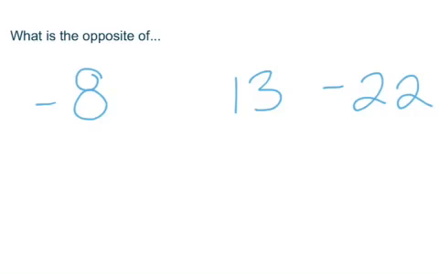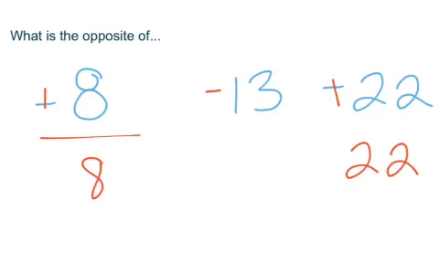If you haven't yet noticed, finding the opposite is the same thing as changing the sign. So here, instead of -8, this changes to a +8. 13, the opposite of that, we change our sign to a -13. So 22, the opposite of -22 is a +22.